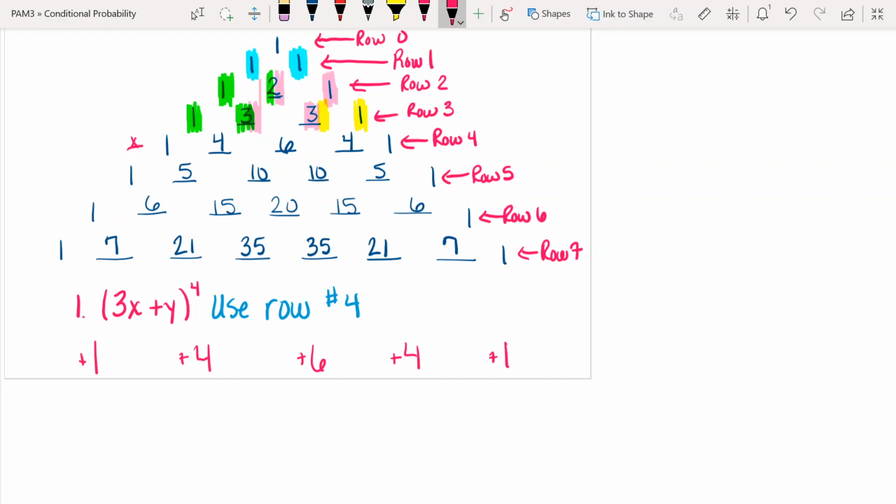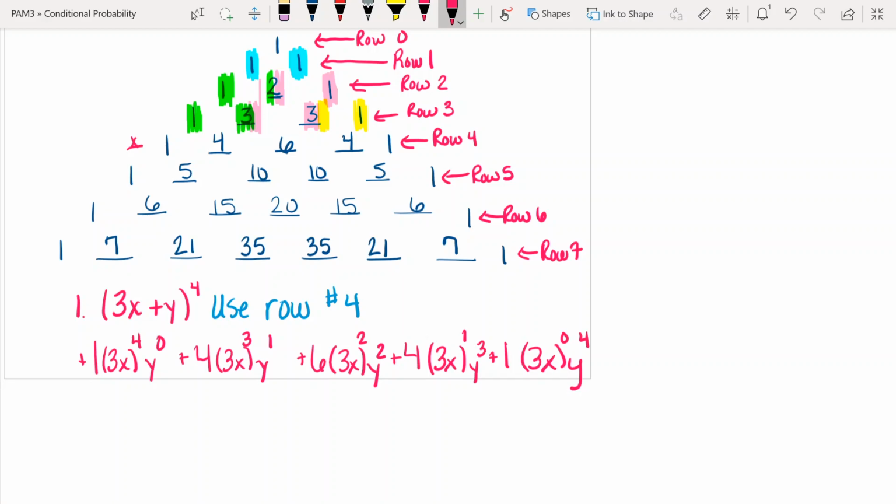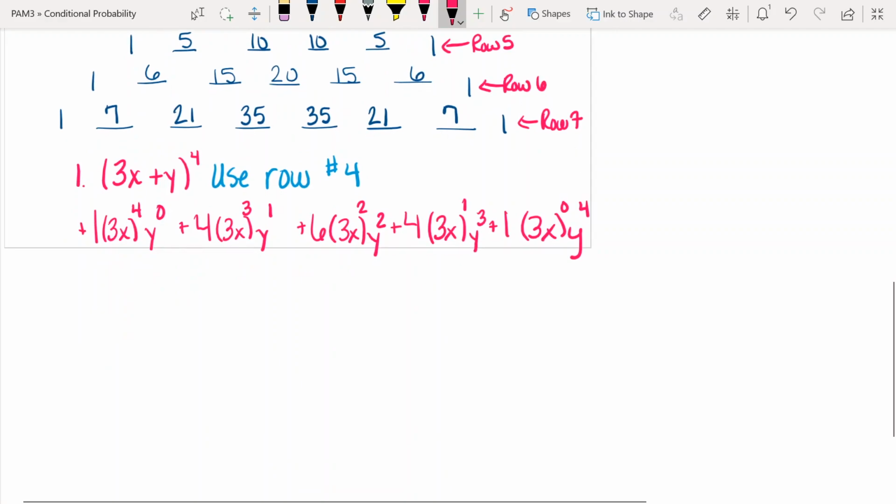Inside your parentheses, you have a 3x and a y. We have to put them in that order. We put a 3x in the parentheses because the 3 and the x have to stay together. So everybody gets a 3x and a y. Last thing, we have to put the exponents in. This was raised to the 4th power, so our first exponents will be 4, 0, then 3, 1, 2, 2, 1, 3, 0, 4. All right, here we go. We're going to simplify this.